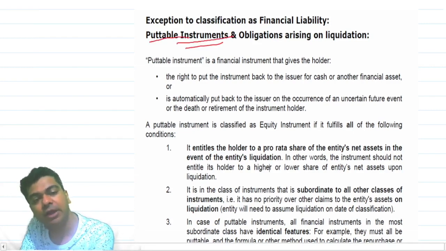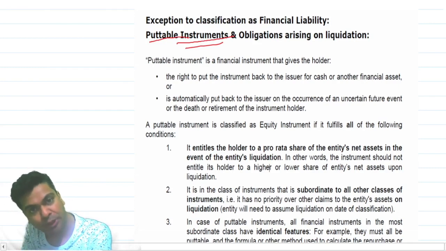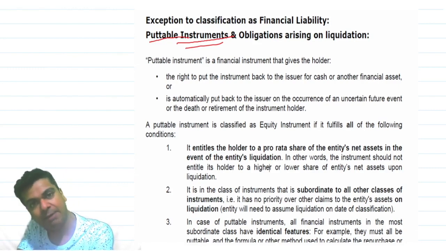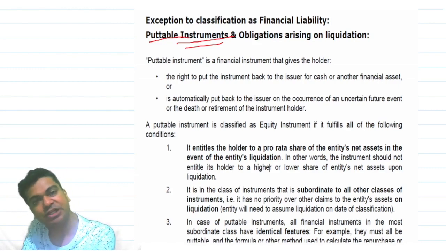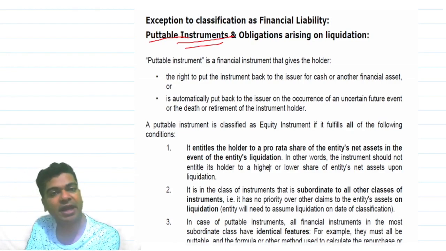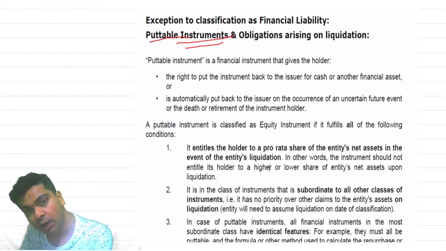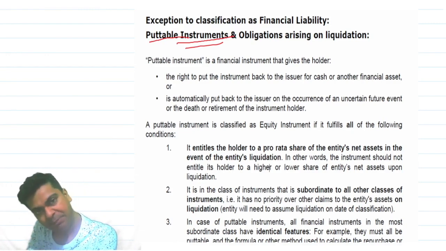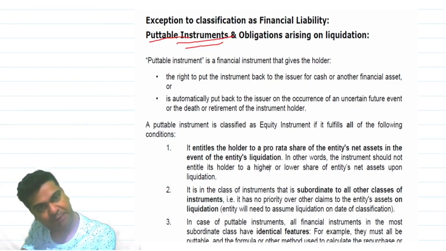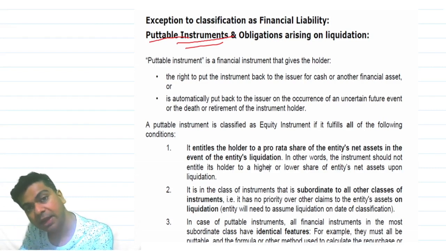This is the term that we are using: puttable instruments. Puttable instruments are considered to be an exception to the definition of financial liability. We understand financial liability as any contractual obligation of delivering cash or a financial asset other than cash. However, puttable instruments can become an exception to the definition of financial liability. It is possible that a puttable instrument is classified in the books as an equity instrument. When is that possible? We will see that in a while.